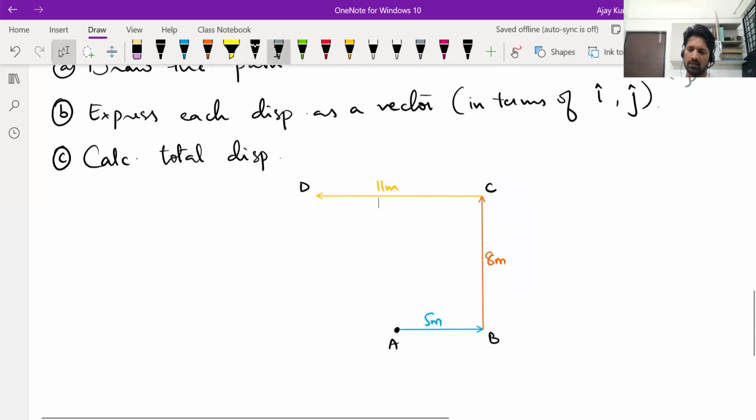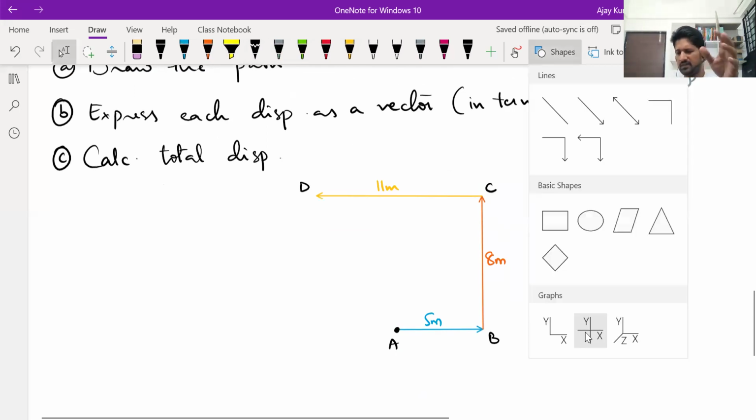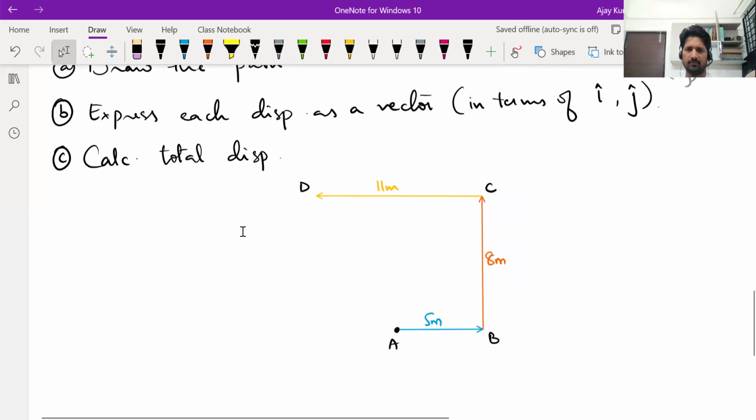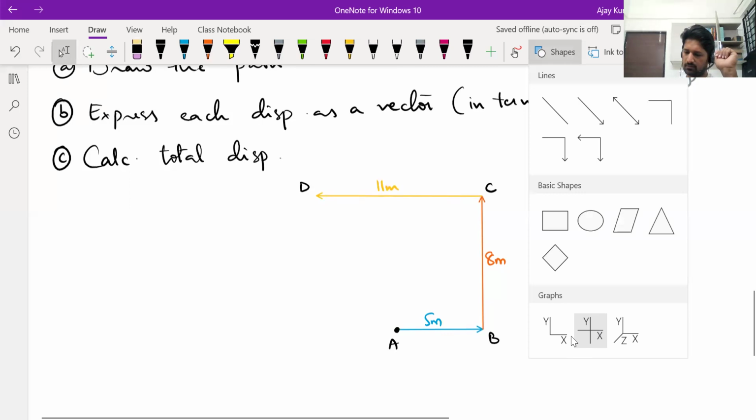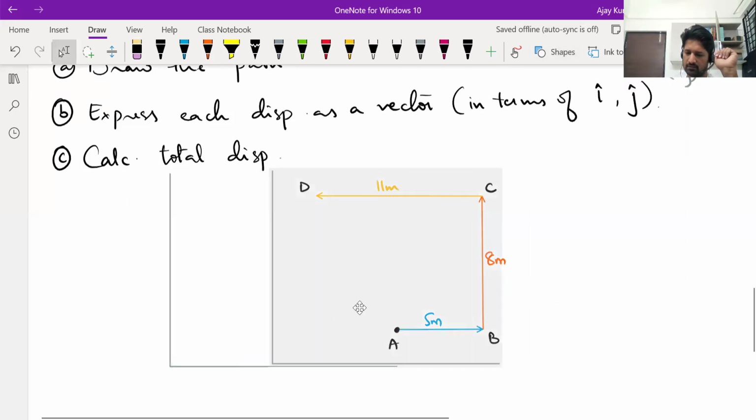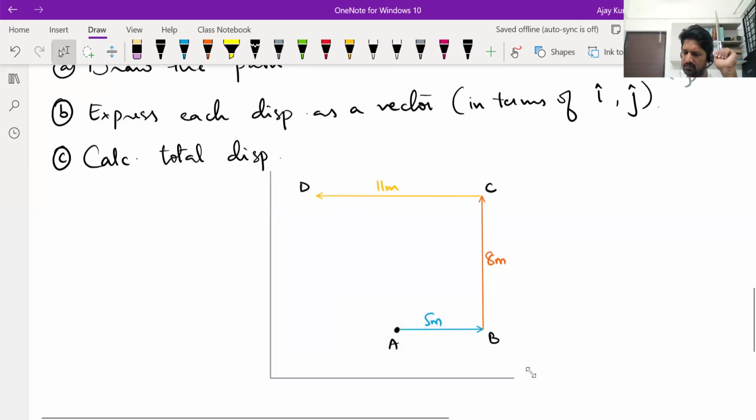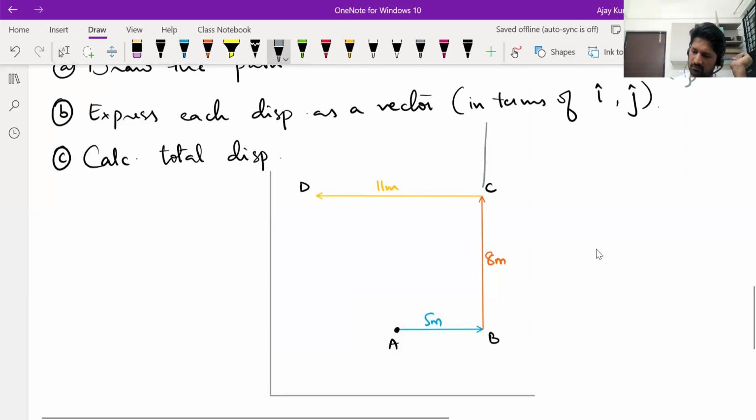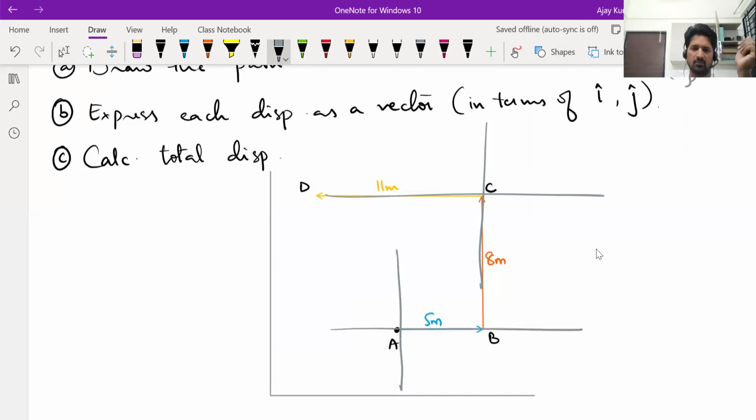So draw the coordinate system first. Now it doesn't matter where you take the origin. Fine. These are displacement vectors, change in position. So it doesn't matter where you consider the origin. Let's take it like this. Assume this is the coordinate system. It's not a rule that you have to take it like this. You could have taken the coordinate system like this with the origin at the point C. You could have taken coordinate system like this with origin at the point A. Nothing wrong in that. Whichever way you solve, you will get the same answer. Okay.